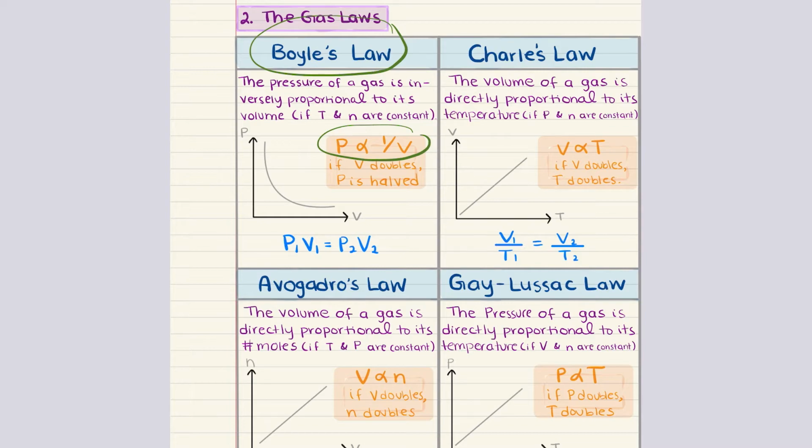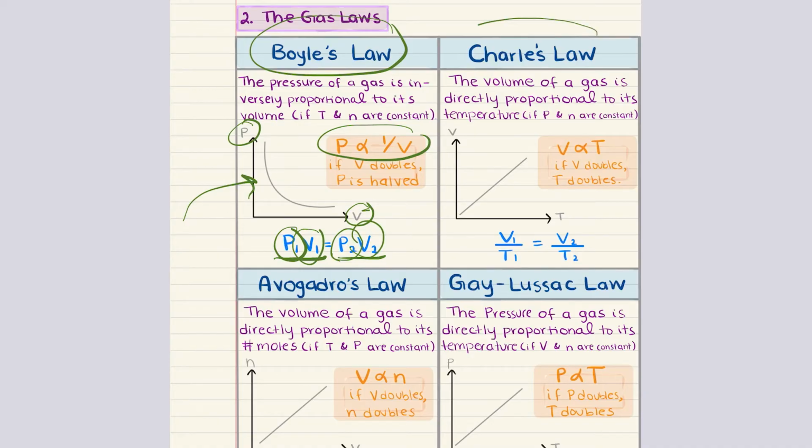So there is an inverse relationship between these two variables. And this relationship is represented as a hyperbolic curve in a pressure versus volume graph. Now, mathematically, we can write a very important expression, and that is P1V1 equals P2V2, indicating that the product of the initial pressure and the initial volume is equal to the product of the final pressure and the final volume after some change. Again, provided that temperature and moles remain constant.